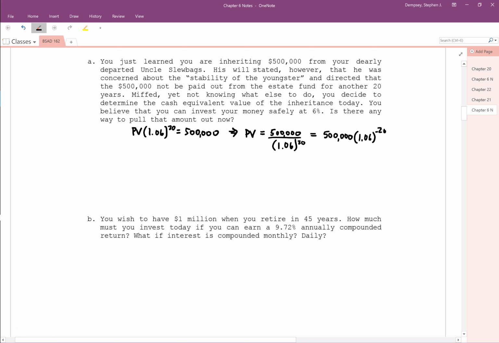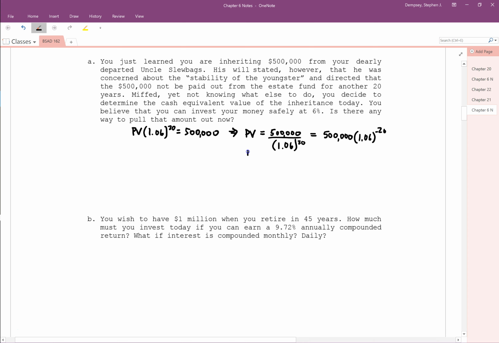Now you can use negative exponents in your calculator just like you use positive ones. If I were solving for this number, which is my present value, the PV, I would take 1.06, hit the x to the y button, your exponential button, which could be y to the x on some calculators. Then type in 20, but you have to change the sign of the 20, and then hit equals. And you would multiply that then by 500,000 to get the answer.